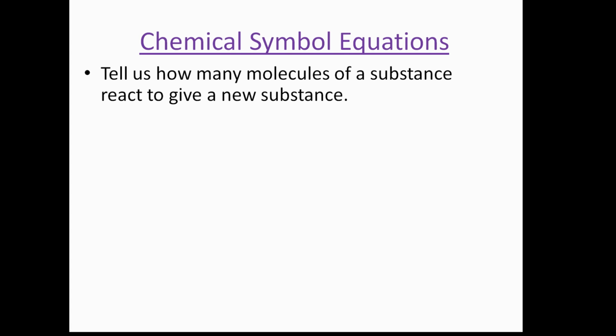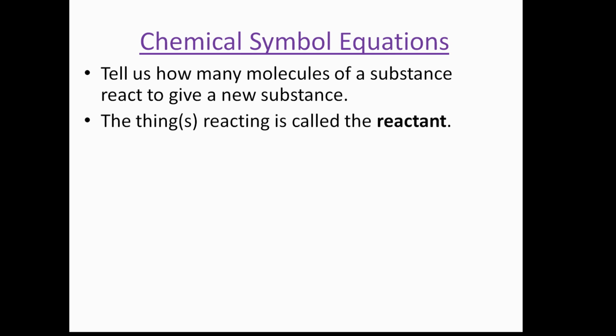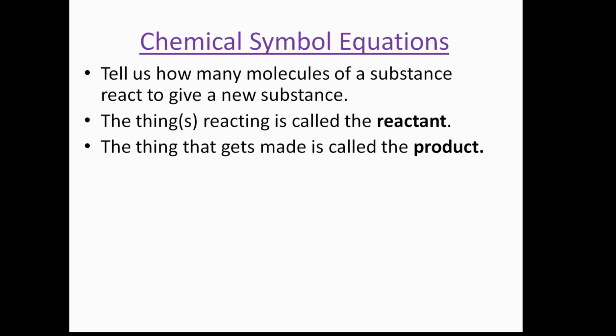Now we can put these things, the equations, into a symbol equation. Symbol equations are useful because they can tell us how many molecules of a substance are going to react to give a new substance. This is useful for industry, it saves money, saves us wasting products, and saves the environment. The thing that is going to do the reacting, on the left hand side of the chemical equation, is called a reactant. The thing that gets made, on the right hand side of the arrow, is called the product.